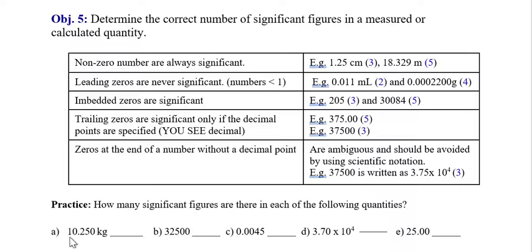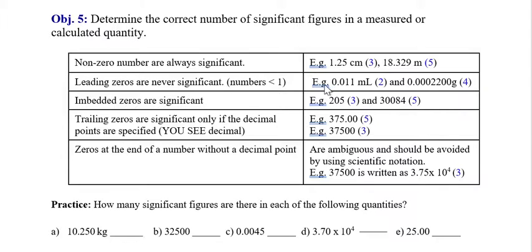So if I'm going to go down here and look at some of my practices, I'm going to look for non-zero numbers. Well, that 1's a non-zero, that 2 is a non-zero, and that 5. So I know that in that number right there, I at least have 3 significant figures. My second rule, though, leading zeros are never significant.